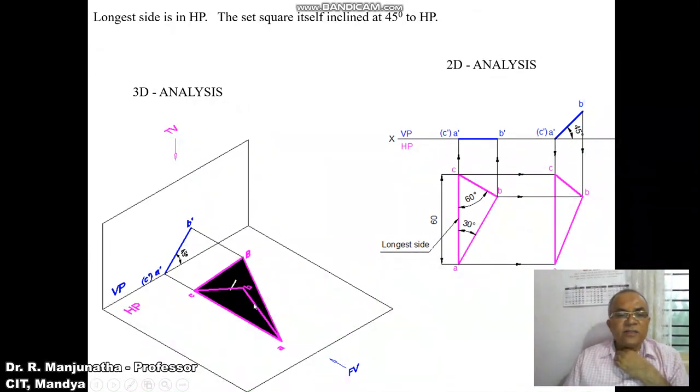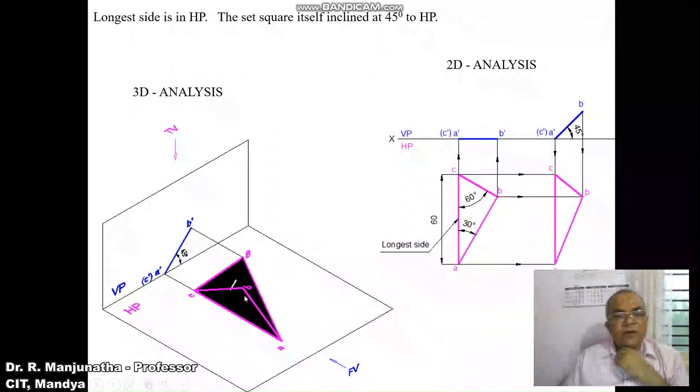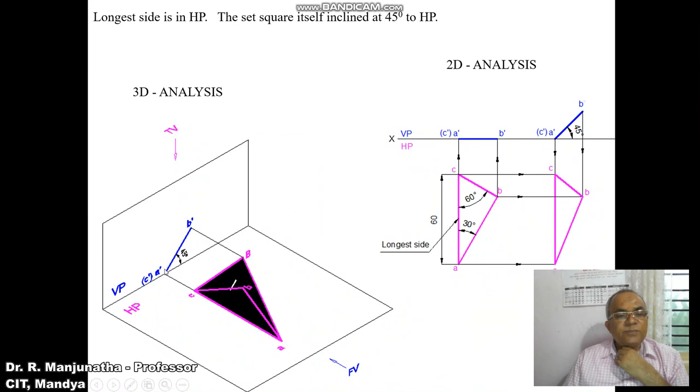So this sketch and this sketch will be the same. But in the second position we can see the set square is inclined at 45 degrees to HP, but still it is perpendicular to VP. That is the reason why we are getting a line in the front view. So here we can see that A dash, C dash is on HP.